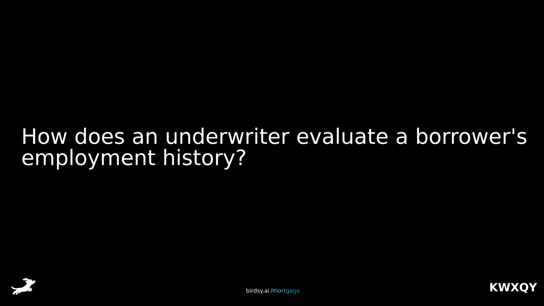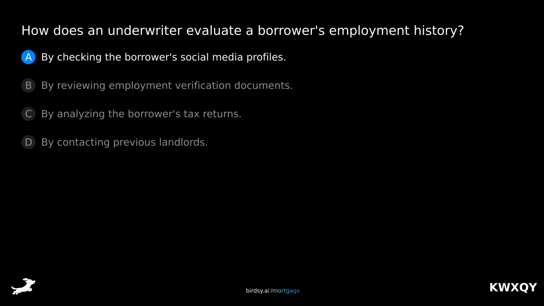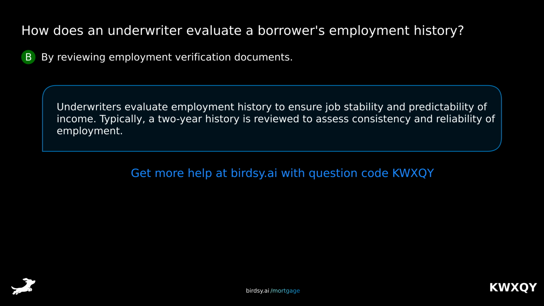How does an underwriter evaluate a borrower's employment history? Is it A, by checking the borrower's social media profiles, B, by reviewing employment verification documents, C, by analyzing the borrower's tax returns, or D, by contacting previous landlords? The answer is B, by reviewing employment verification documents. Underwriters evaluate employment history to ensure job stability and predictability of income. Typically, a 2-year history is reviewed to assess consistency and reliability of employment.